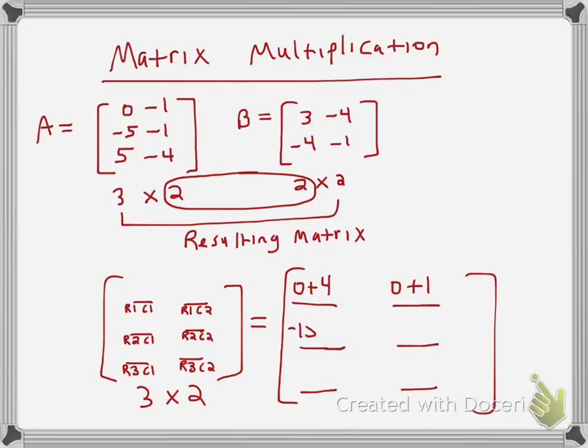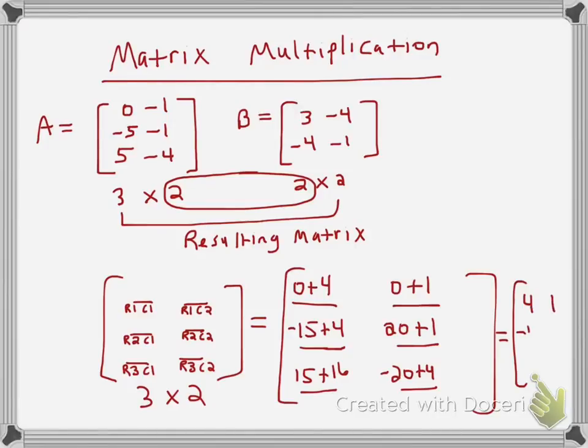So now I jump down to row 2. So negative 5 and negative 1 is going to get multiplied to 3 and negative 4 because it's row 2, column 1. So negative 5 times 3 is negative 15. And then negative 1 times negative 4 is 4. Just keep going and keep going until you have all those elements figured out.